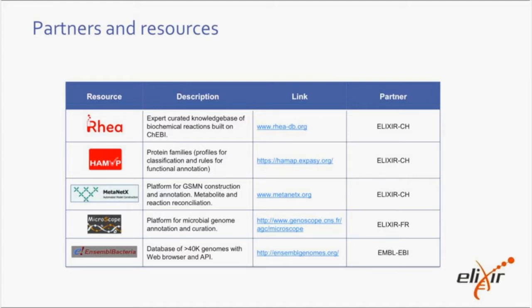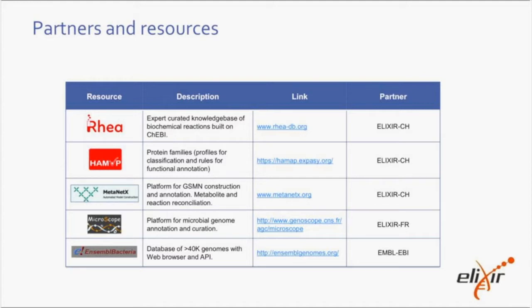The first of these is Rhea. This is a curated knowledge base of biochemical reactions, and it's built on the ChEBI ontology. So that provides information about metabolites and about reactions. The second is HAMAP. This is a resource for the classification of protein sequences by homology and their functional annotation. So it's also integrated in other resources like InterPro, for instance. So HAMAP can provide enzymatic functions for protein sequences.